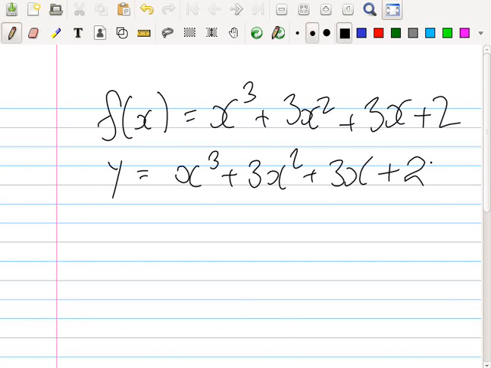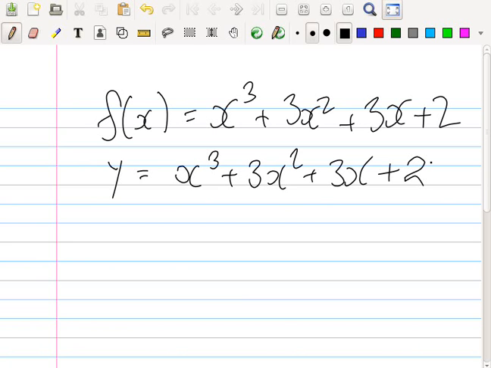Right, so. Okay. I did something sneaky here. Does anybody spot anything about this cubic? Anything interesting? I'll give you a clue. Look at the numbers in front of them. What are they?